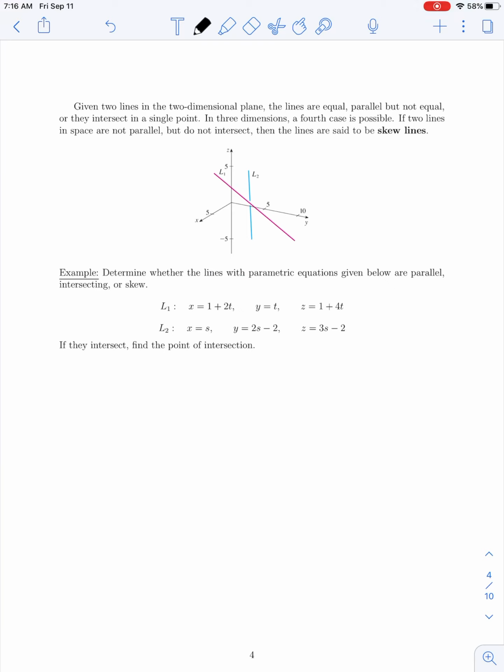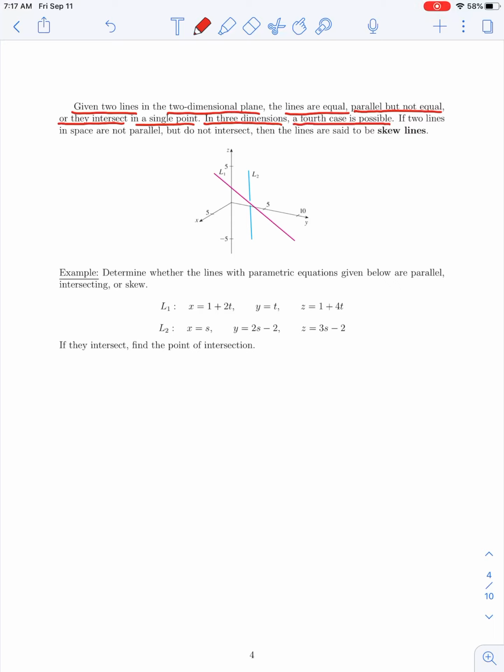Now the next thing we'll start talking about in this section is the concept of skew lines. So we know if we're working in 2 dimensions or in the plane, any 2 lines in the plane are either equal to one another, that is, they're the exact same line, they are parallel to one another, but they are not equal, or they intersect in a single point. However, in 3 dimensions, there is a 4th case which is possible.